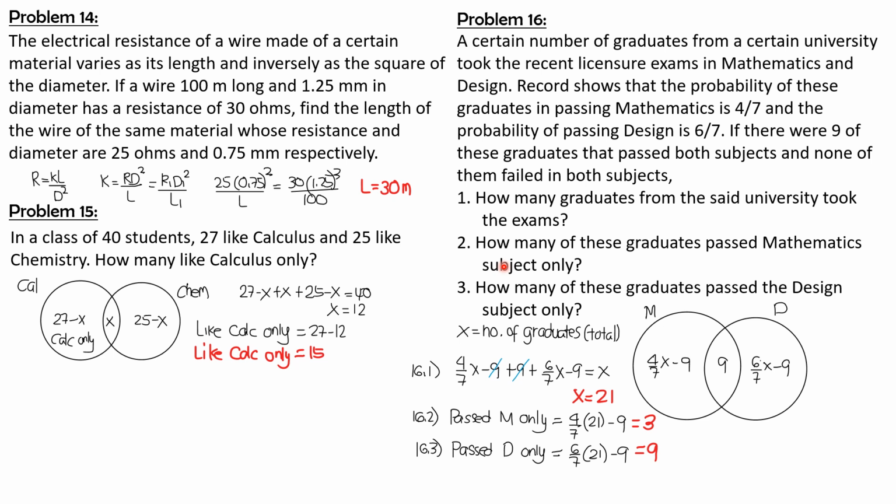How many of these graduates passed mathematics only? So let's evaluate this value. 4 over 7 times 21 minus 9, that's 3. And those who passed the design subject only is 6 over 7 times 21 minus 9, so it is also 9.